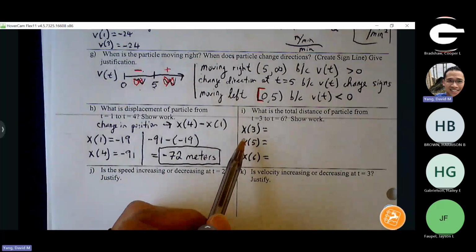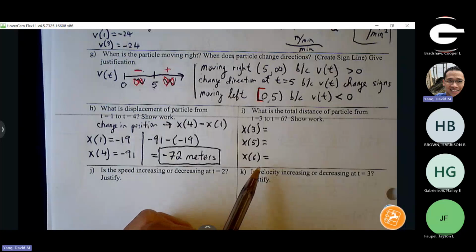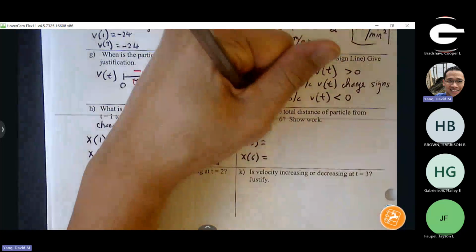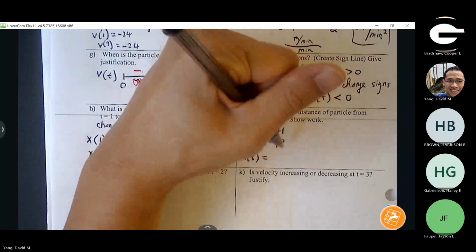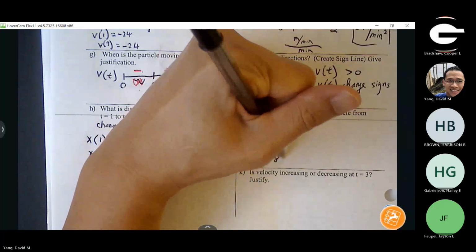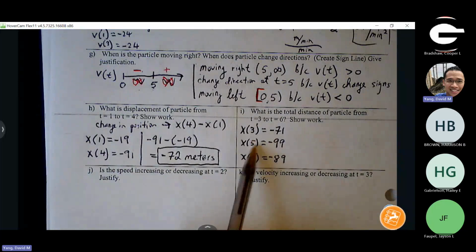So x of 3 means insert 3 into the position function. X of 5 means plug 5 into the position function. X of 6 means plug 6 into the position function. But you know, these numbers are large. Sorry about that. So I'll just tell you the numbers right now. Okay, but is everybody good with where and why we chose these numbers to plug into the position function?